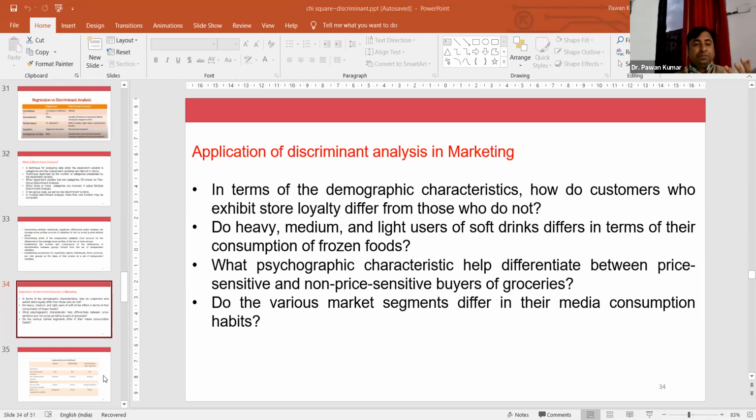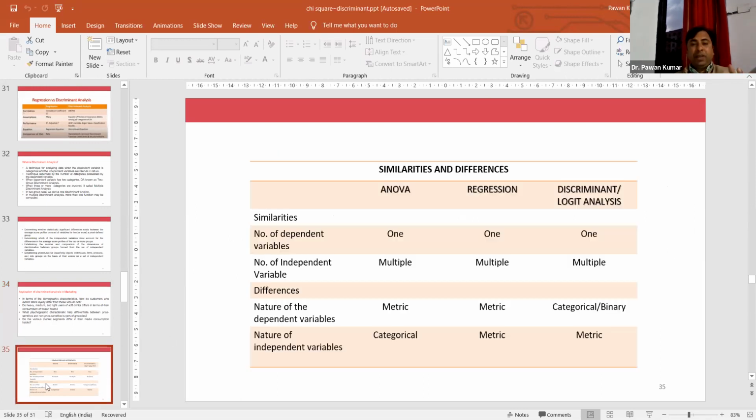And similarly, you should know the difference between ANOVA and discriminant analysis. The similarity between ANOVA and discriminant is that the dependent variable is one, and similarly in discriminant analysis also we have one dependent variable. And the independent variable in ANOVA has more than 2 categories. Similarly, we have multiple independent variables in discriminant analysis. But the most important is the difference.